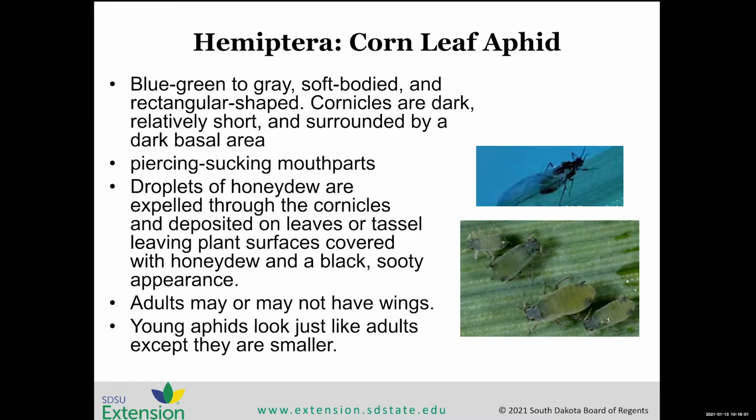The adults may or may not have wings. Usually you don't see the winged morph of the aphid until you have too many on a plant. They can sense that it's overpopulated, so they'll form wings and fly to another plant. That, or early in the spring when you have your first adults coming out, they'll also be winged. As seen in that picture, younger aphids are just smaller than your older ones, the adults.